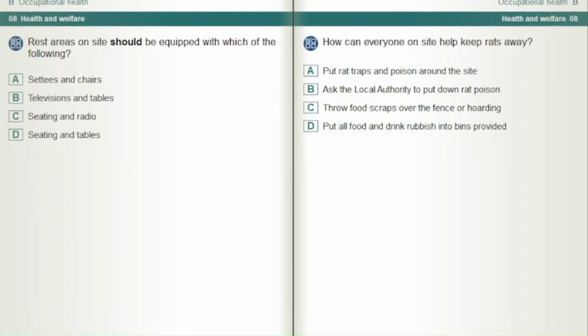How can everyone on site help keep rats away? Put rat traps and poison around the site. Ask the local authority to put down rat poison. Throw food scraps over the fence or hoarding. Put all food and drink rubbish into bins provided.